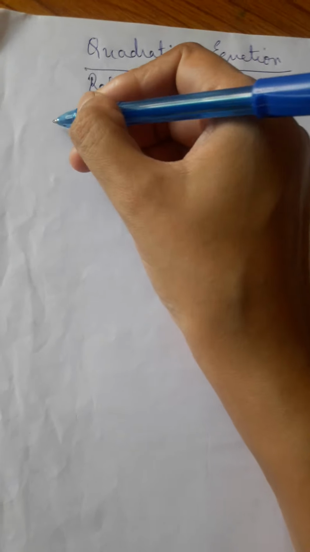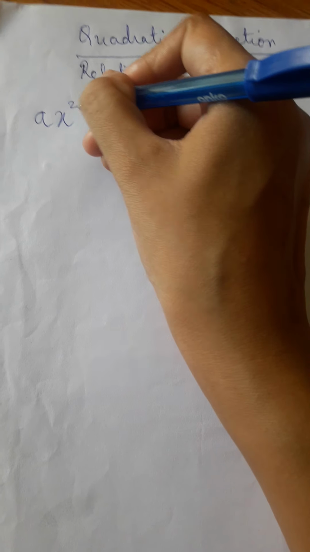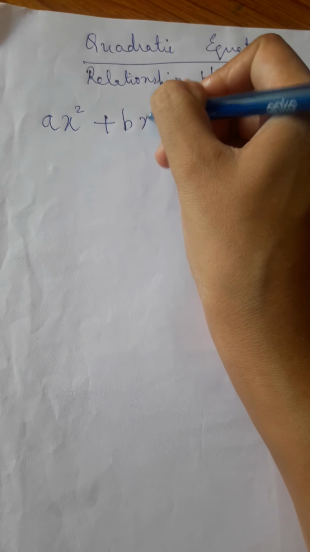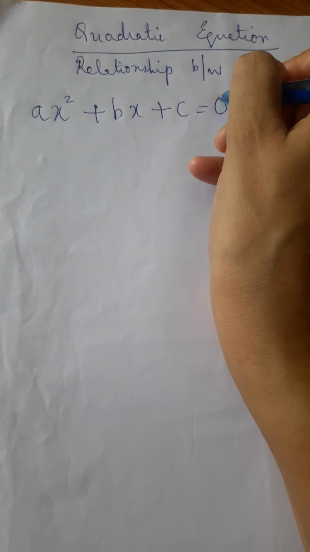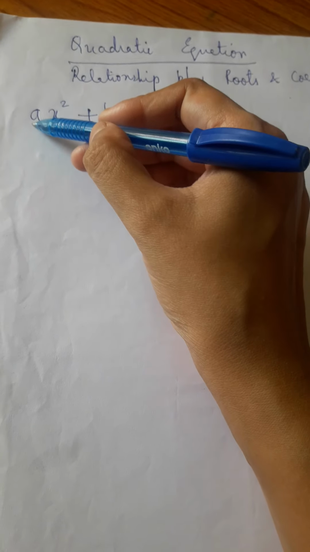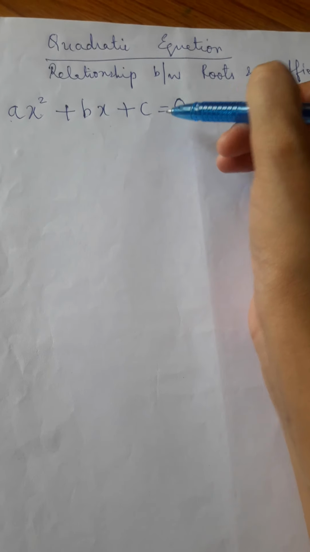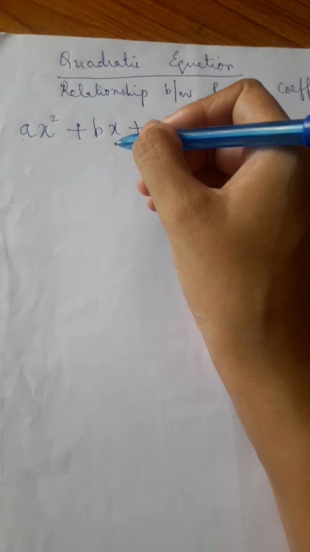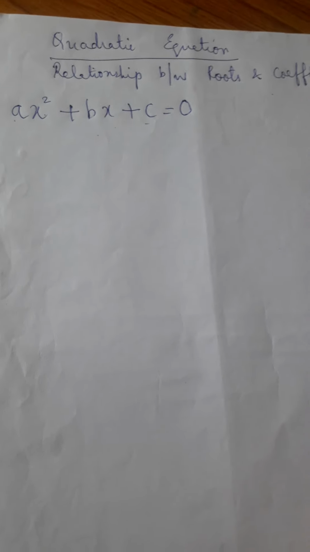So let me consider my quadratic equation ax square plus bx plus c is equal to 0. It is in the standard form, of course, okay? And the coefficient of x square is a, coefficient of x is b, and c is the constant, of course. So a quadratic equation will have how many roots? 2 roots, right? We have seen this earlier.